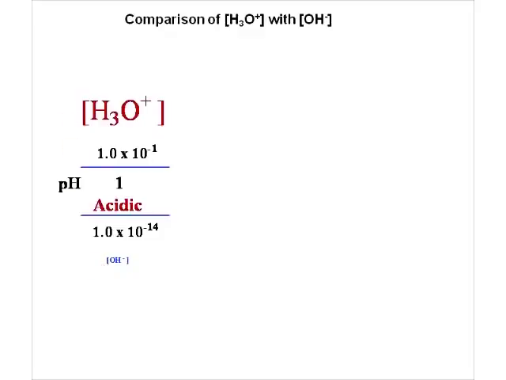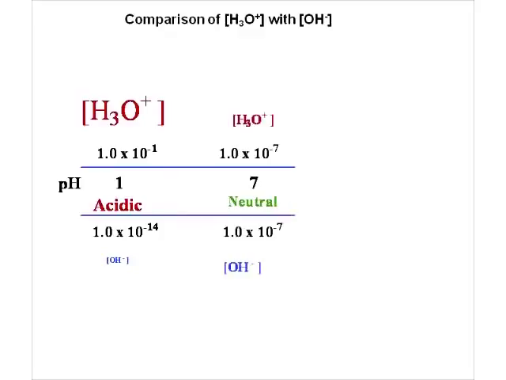And as we start getting more and more neutral, as we start moving more and more towards being neutral, what we're noticing is that H3O+ begins to balance out the OH-. This guy would have an acidity of pH 1 because that's the hydronium concentration, pH 1.